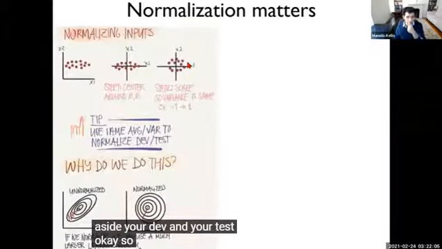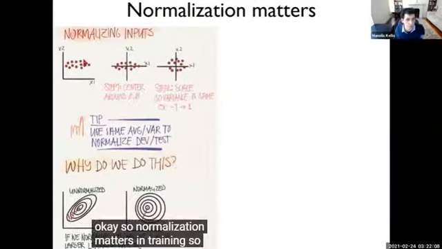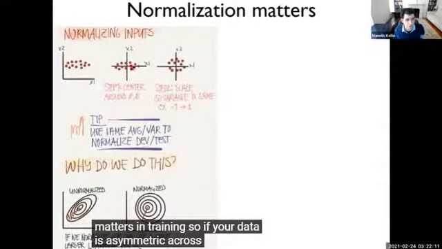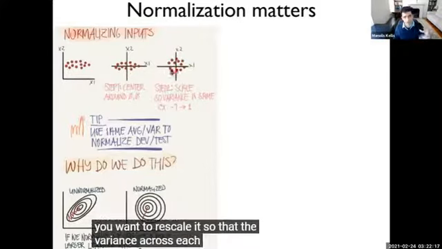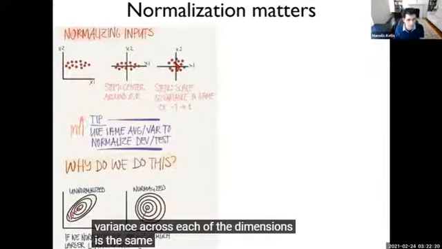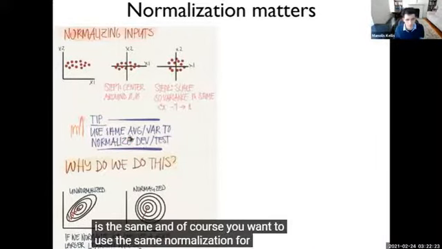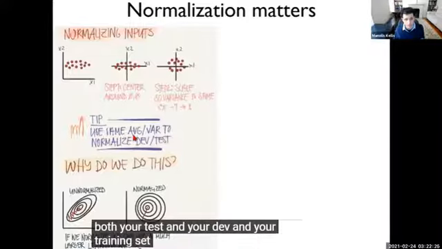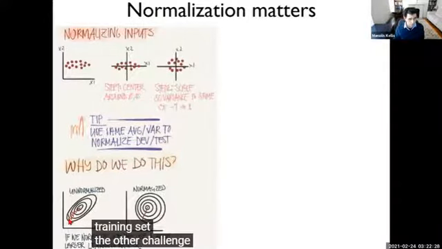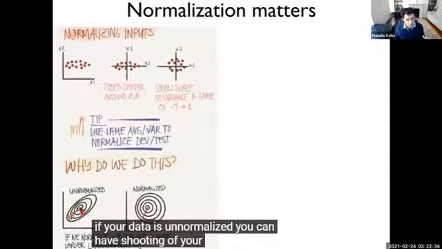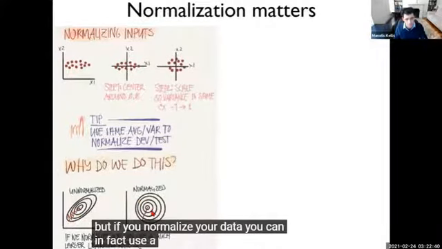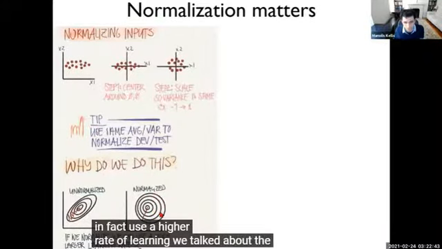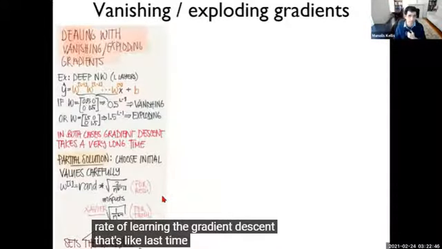Okay. So normalization matters in training. If your data is asymmetric across the different dimensions, then you want to rescale it so that the variance across each of the dimensions is the same. And of course, you want to use the same normalization for your test and your dev and your training set. The other challenge that we talked about earlier is that if your data is unnormalized, you can have shooting of your gradient in all kinds of directions. But if you normalize your data, you can in fact use a higher rate of learning. We talked about the rate of learning, the gradient descent slide last time.